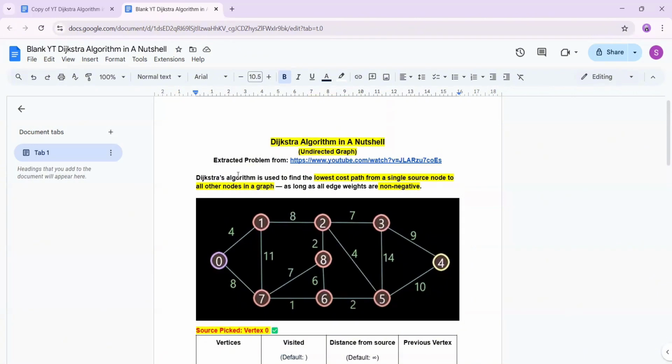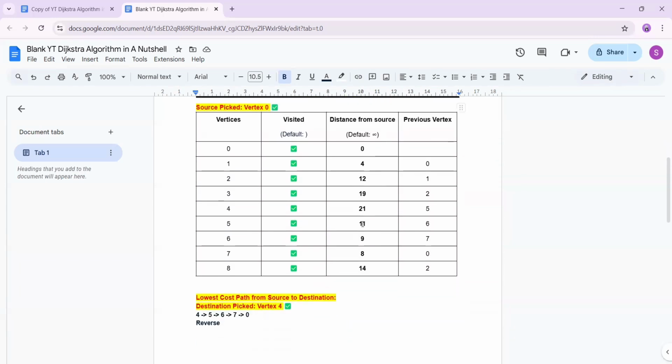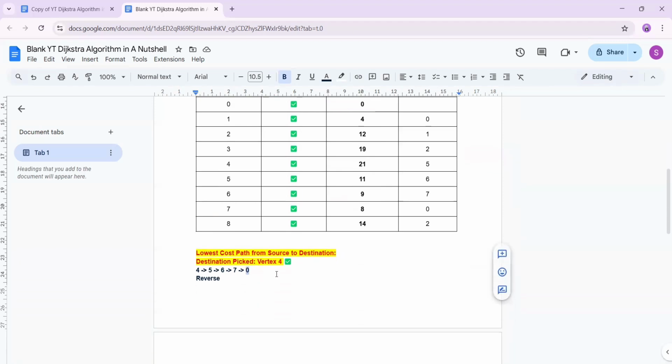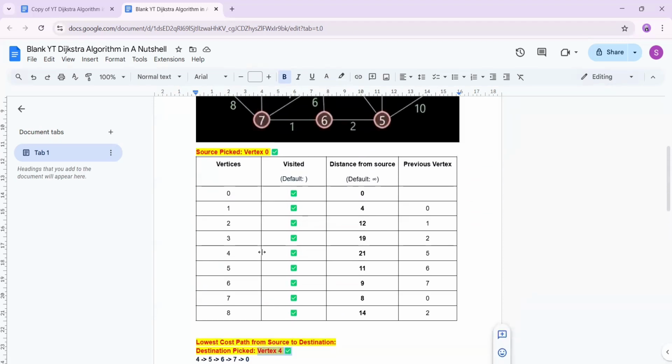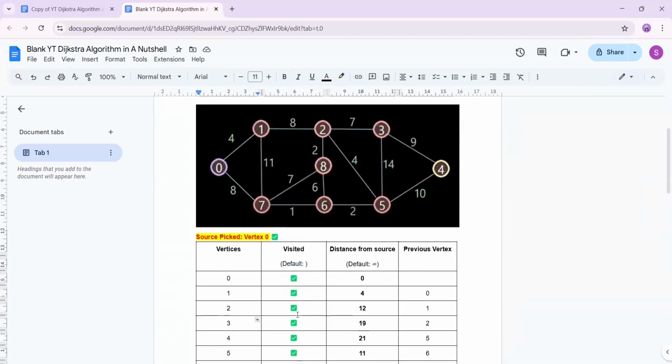So again, Dijkstra's algorithm is used to find the lowest cost path from a single source node to all the other nodes in the graph, as long as all the edge weights are non-negative. So remember, once you track back, you have to reverse because you're starting from the source here. And this does not only work for vertex 4, it also works for any destination that you want to pick, like vertex 8, vertex 3, and so on. Okay? So I hope this helps.